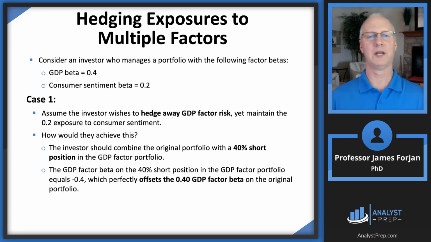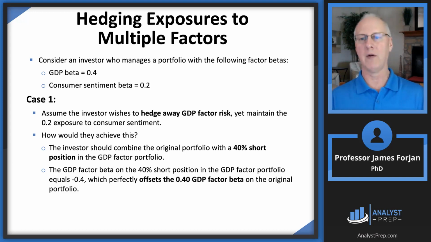All right, let's talk about hedging here. Let's suppose that we have a portfolio manager who has the following factor betas. So GDP beta is 0.4, consumer sentiment beta is 0.2. And this portfolio manager or investor wants to hedge the GDP factor risk. Get rid of the sensitivity to GDP, which means that he or she wants his portfolio to be unaffected when there are surprises in the growth of the economy.